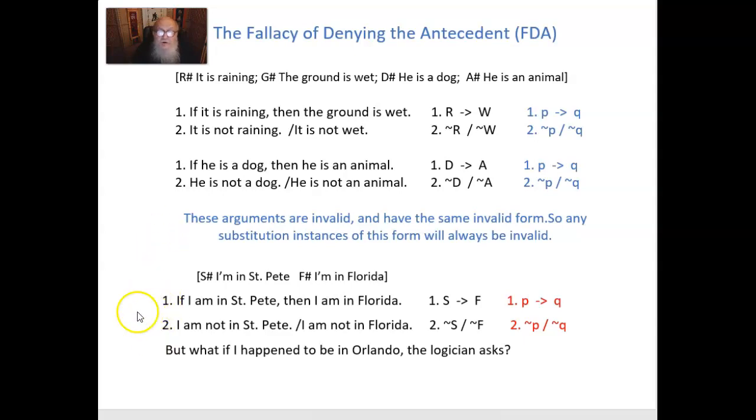And our geographical counterexample helps make this clear to us or to anyone we're talking to. If I'm in St. Pete, then I'm in Florida. I'm not in St. Pete, so I'm not in Florida. But I could be in Orlando, right? So anything of the form if P then Q, not P, therefore not Q, which is denying the antecedent, is an invalid form, and any instance of it is an invalid argument.